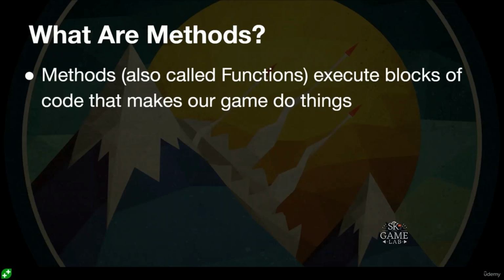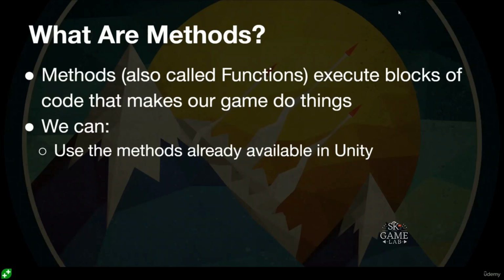Methods execute blocks of code that make our game do things. So methods do stuff, essentially, and we can use the methods already available in Unity that some hardworking programmer at Unity headquarters has created for us to use, or we can create our own methods, and we'll be doing plenty of both of these throughout the entire course.